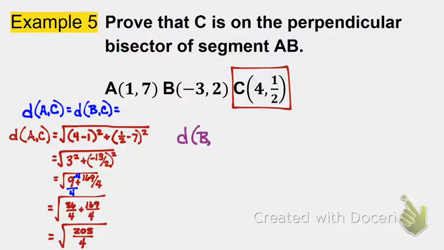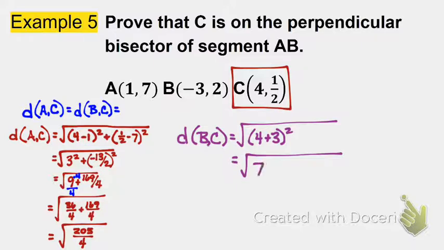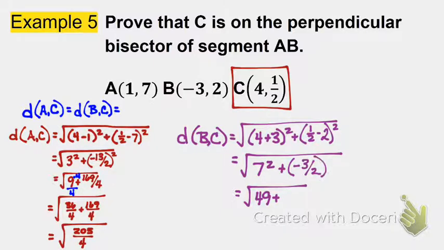Distance from B to C. I have 4 minus negative 3, so 4 plus 3 squared. That'll give me 7 squared, or 49. And then I have plus 1/2 minus 2 squared. What's 1/2 minus 2? Negative 3 halves. So when I square that, what do I get? 9 over 4.